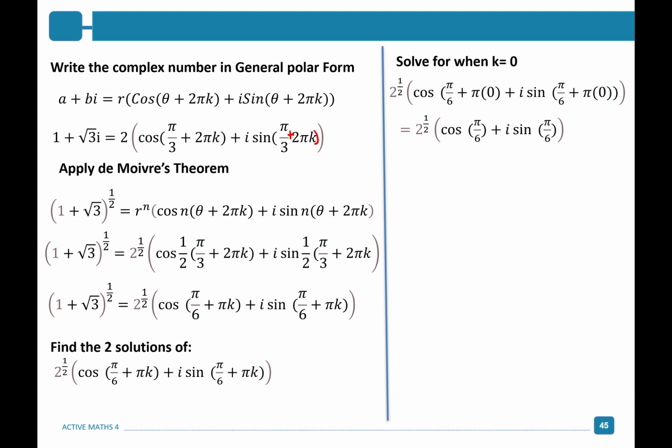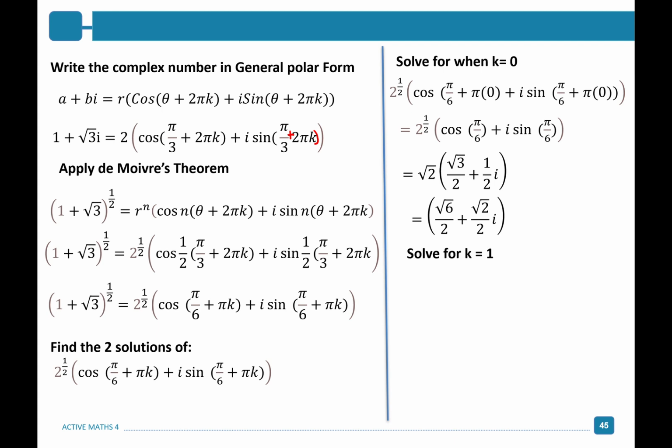If we're asked to write this complex number in rectangular form, we multiply our values back together. Cos of pi over 6 gives us root 3 over 2, and i times sine pi over 6 leaves us with 1 half i. Multiplying this value by 2 to the power of a half, or root 2, leaves us with root 6 over 2 plus root 2 over 2 i. This is our first solution for z.